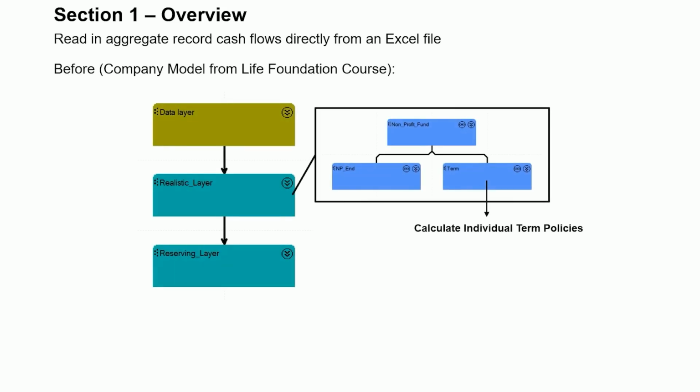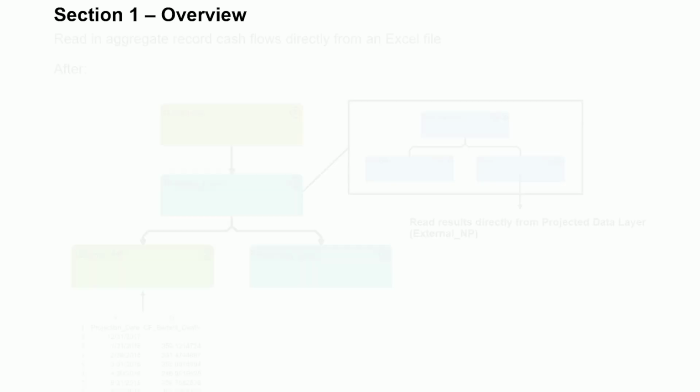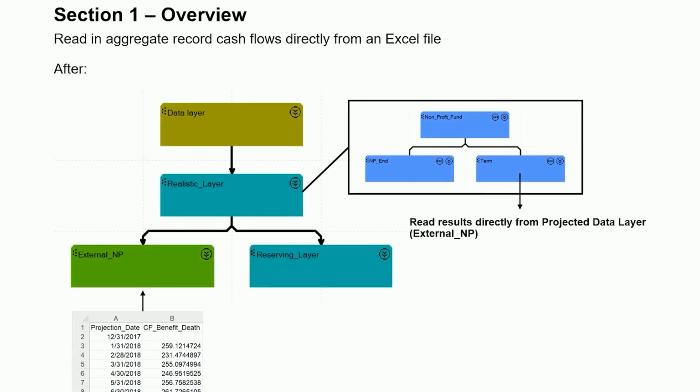In the company model, it will calculate cash flows for each term policy in the term program. In this section, we will now treat these cash flows as if they were calculated externally and being brought into our company model. To do this, we will have a new model structure with a projected data layer, which will read in aggregated record cash flows from an Excel file. Under this structure, in the term program, it will reference the value from the projected data layer. In this case, it is named External NP.